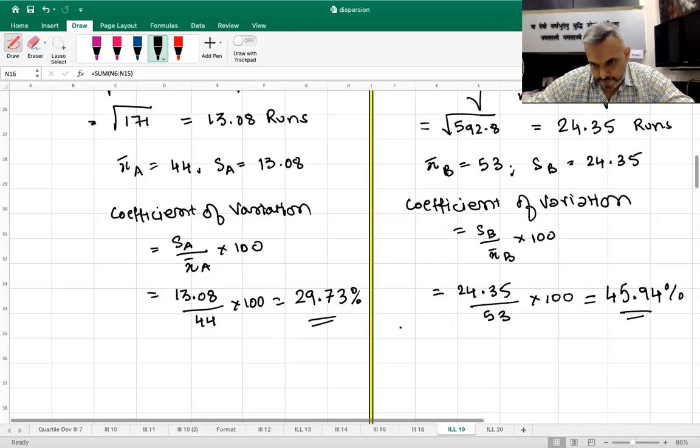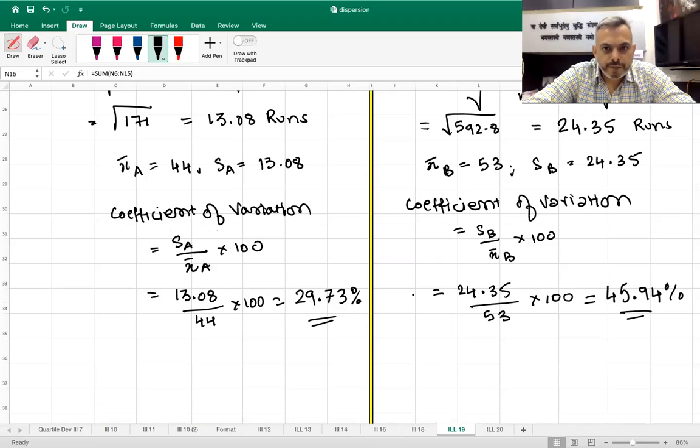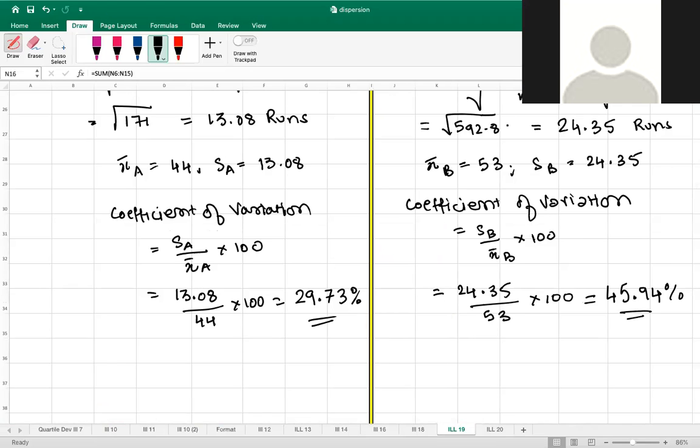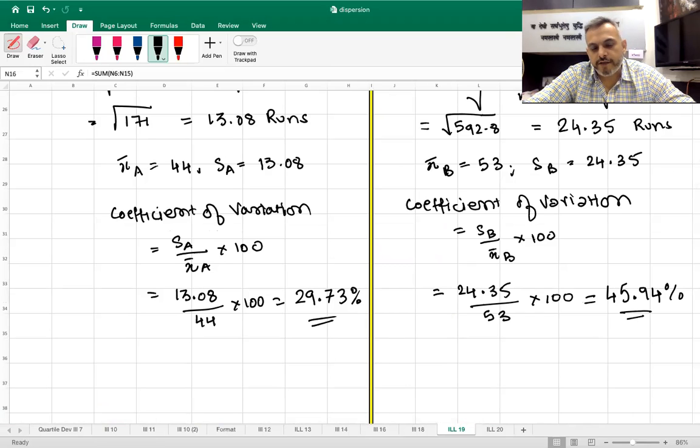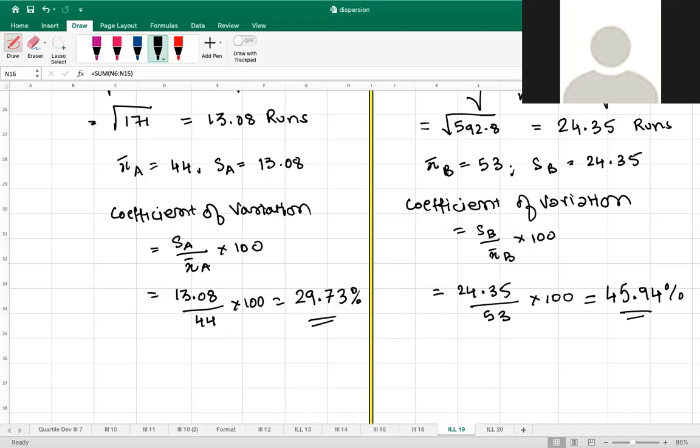So in this, who is consistent, A or B? What would you say? Who is more consistent, A or B? What would you say? A is more consistent because the coefficient of variation is less.